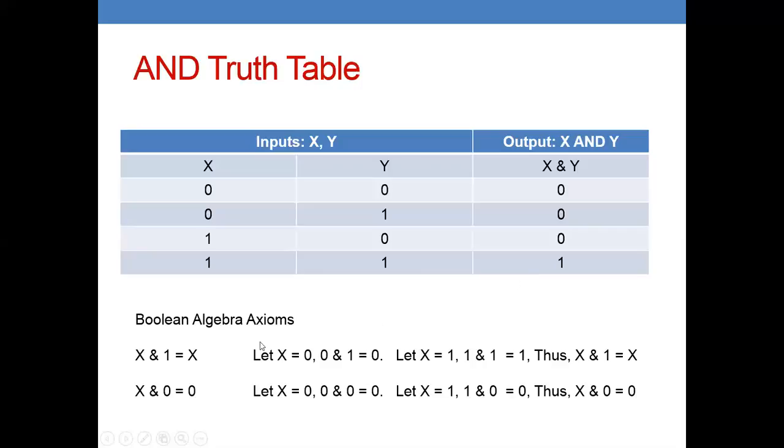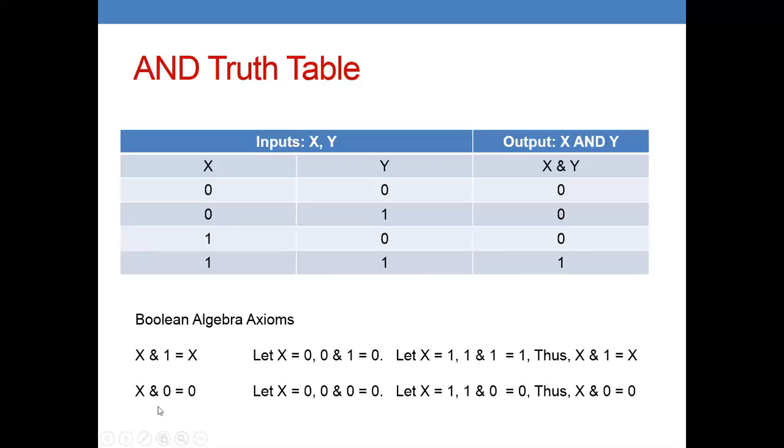And it's important that we also understand these Boolean algebra axioms. So x ANDed with 1 will always produce x. Let's take a look at this. X has two possible values. If we let x equal 0, we can see that 0 ANDed with 1 produces 0. And when we let x equal 1, 1 ANDed with 1 produces 1. So in both cases, we AND x with 1 and we get x back. So thus x ANDed with 1 is x.